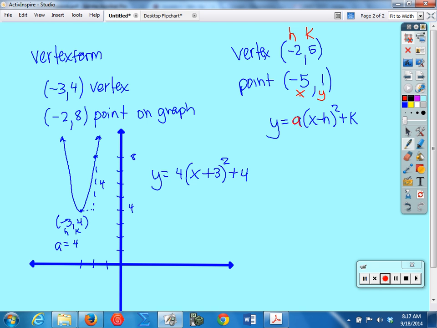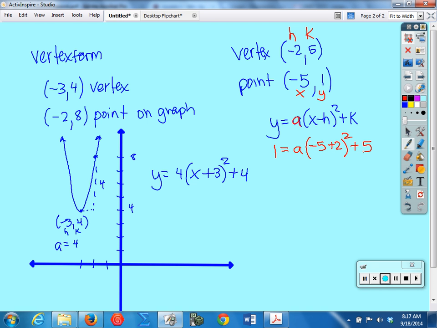So I'm going to plug in 1. And then I have my X value of -5. I know my H, so it's a -2. We're going to make sure I put a +2. And plus K, which is 5. That's how I'm going to find out my A value, is by plugging in.